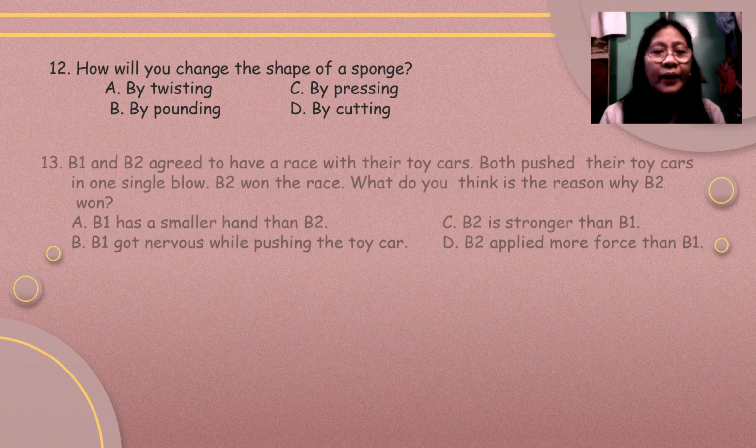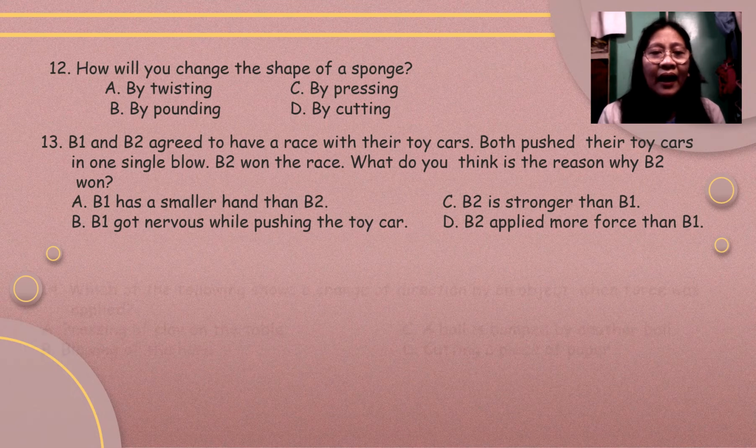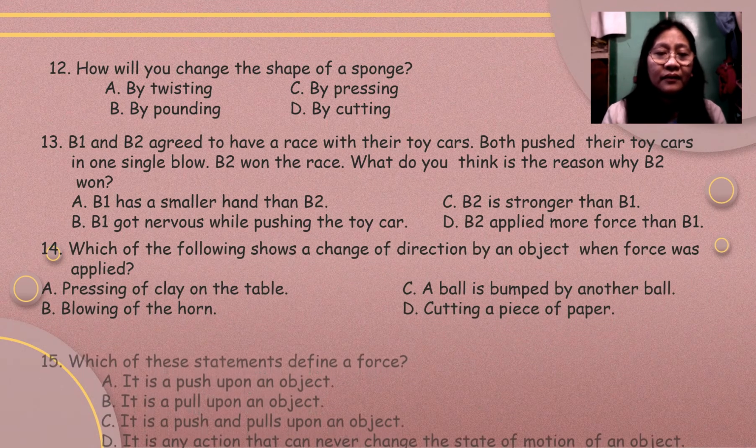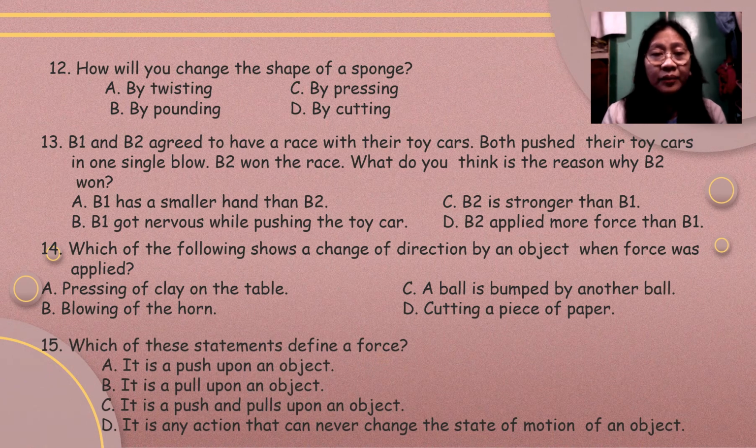Question number 12. How will you change the shape of a sponge? A. By twisting. B. By pounding. C. By pressing. D. By cutting.